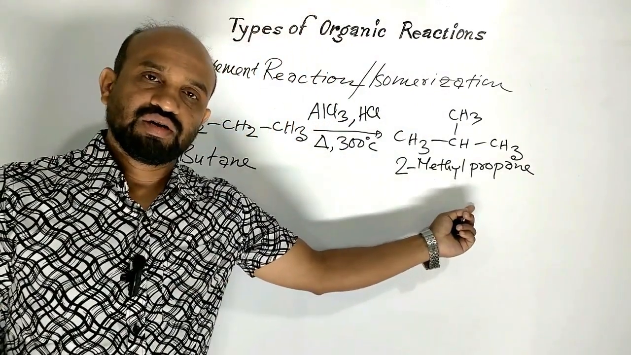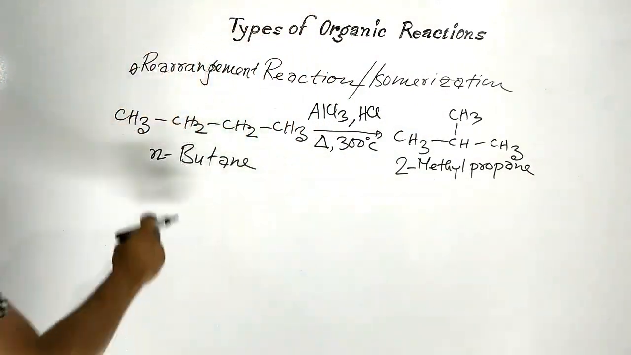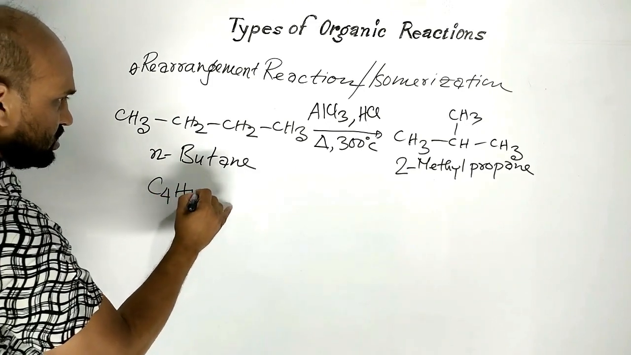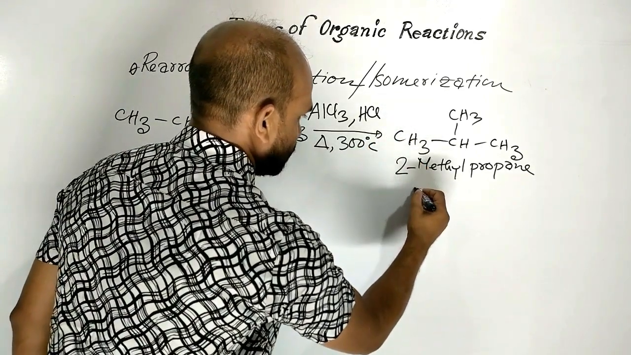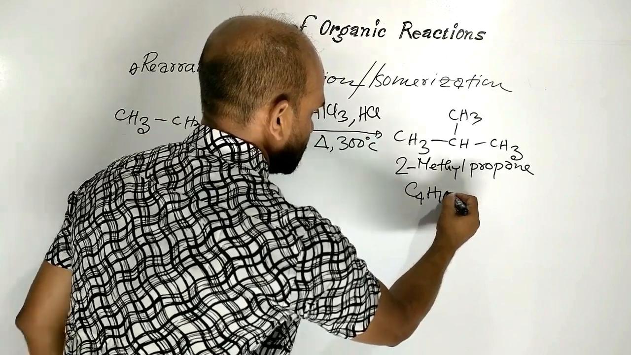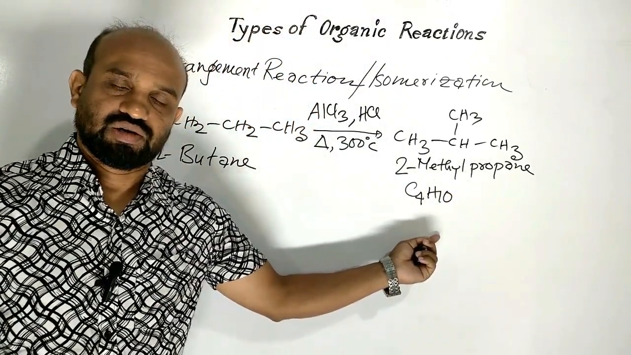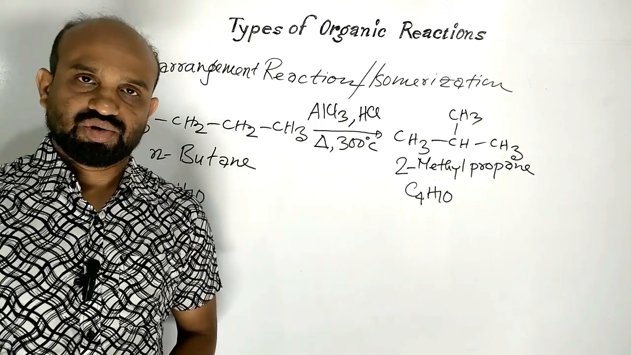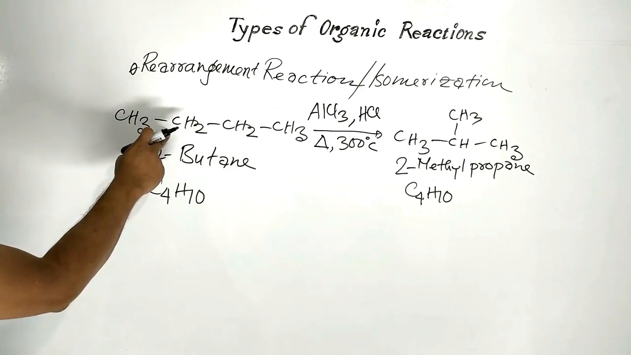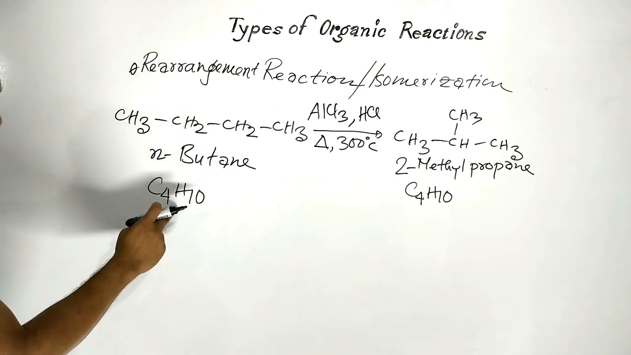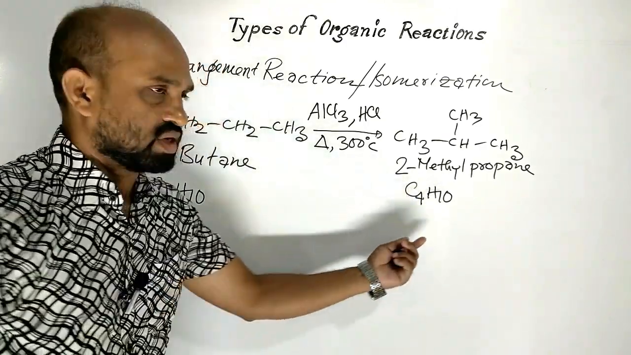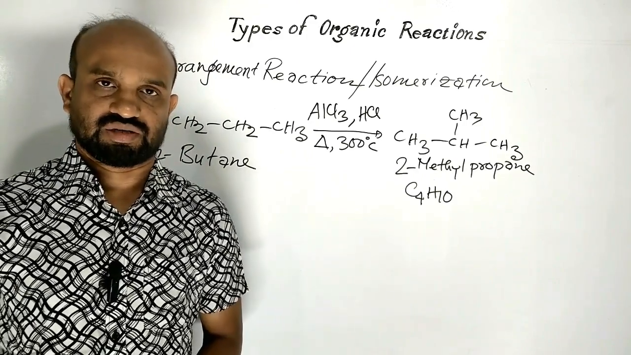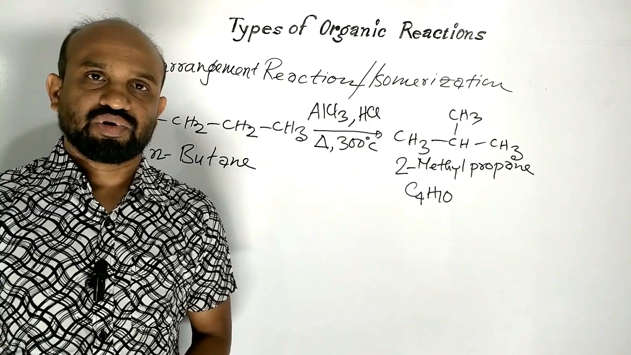Here only rearrangement occurs. In this case, molecular formula is C4H10. Here as well, molecular formula is C4H10. No change in the molecular formula. Only rearrangement occurs among the atoms in the molecule. That is why it's a kind of rearrangement reaction, as molecular formulae are the same. That is why this is also known as isomerization reaction or simply isomerization. Let us see another example of isomerization.